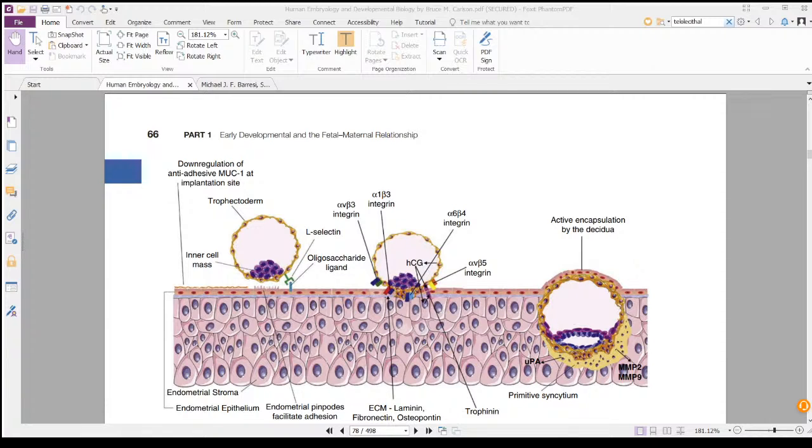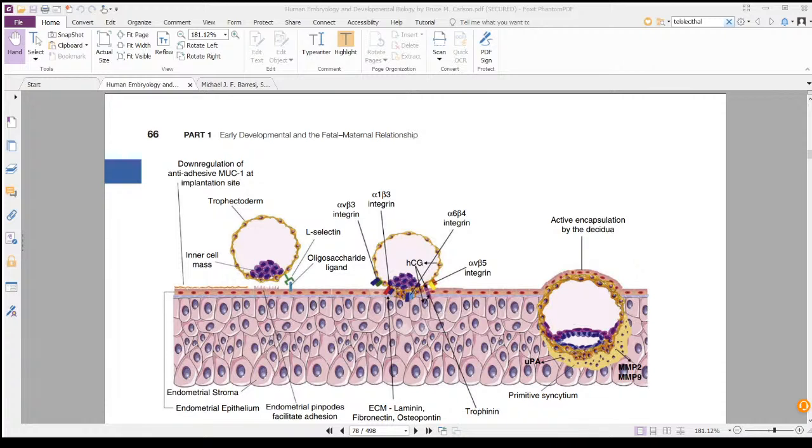Now the trophoblast will try to penetrate the epithelial layer of the endometrium and try to get into the stromal layer. That is what it is trying to achieve here. It is trying to penetrate. It will provide the invasive property to the trophoblast cell.